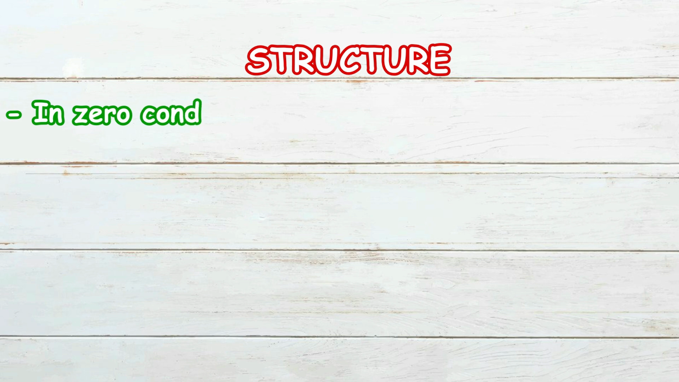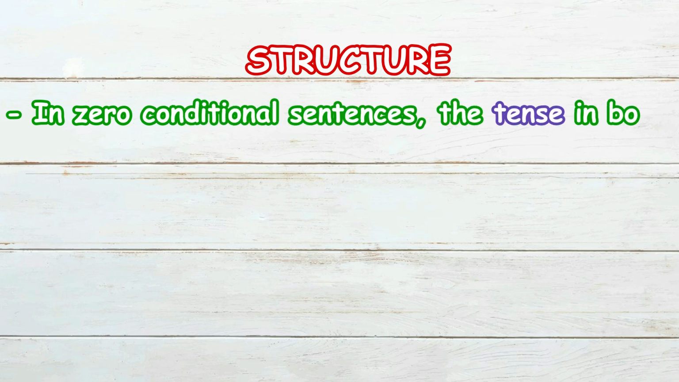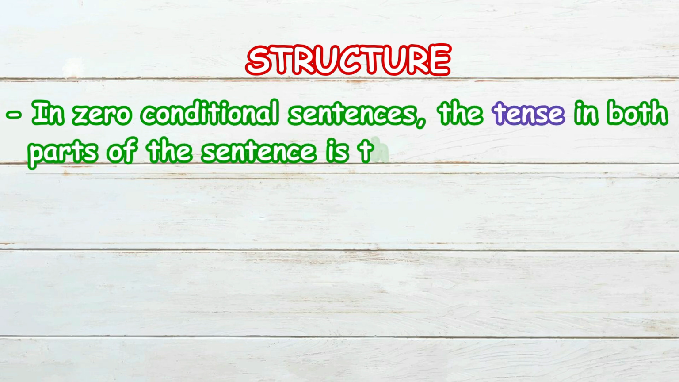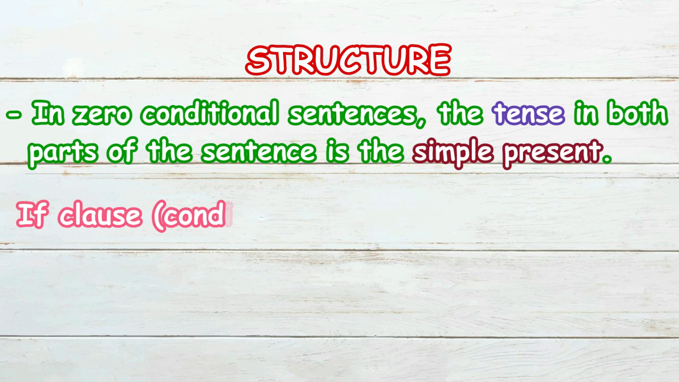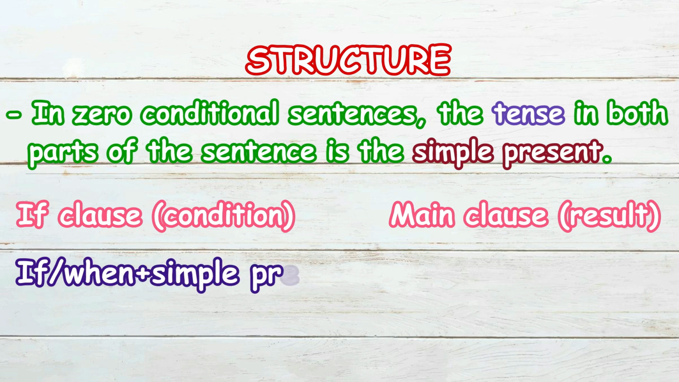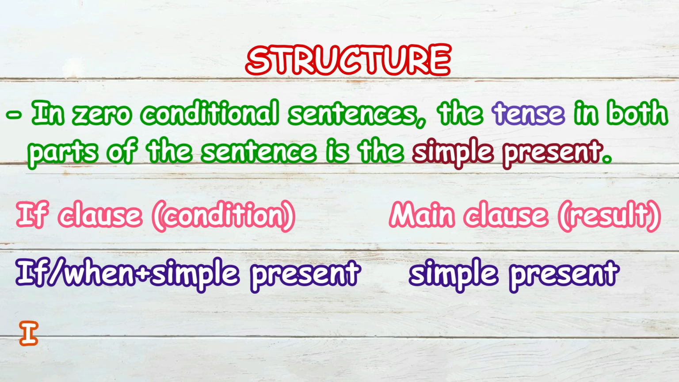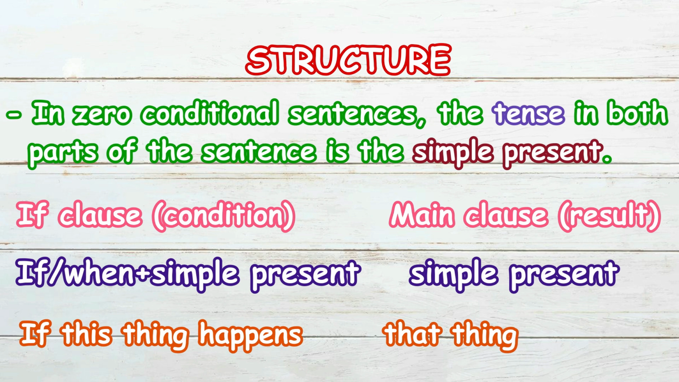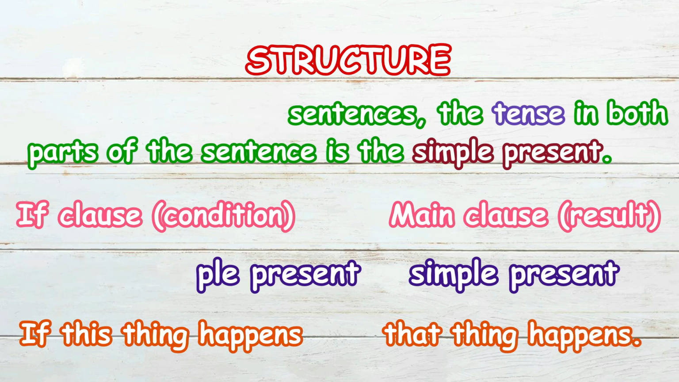Now let's check out the structure. In zero conditional sentences, the tense in both parts of the sentence is the simple present. Now, the if clause, which is the conditional clause, and the main clause, which is the result. So in the if clause, we'll use if or when plus simple present, and in the main clause, we'll use the simple present, which means that if this thing happens, that thing happens too.